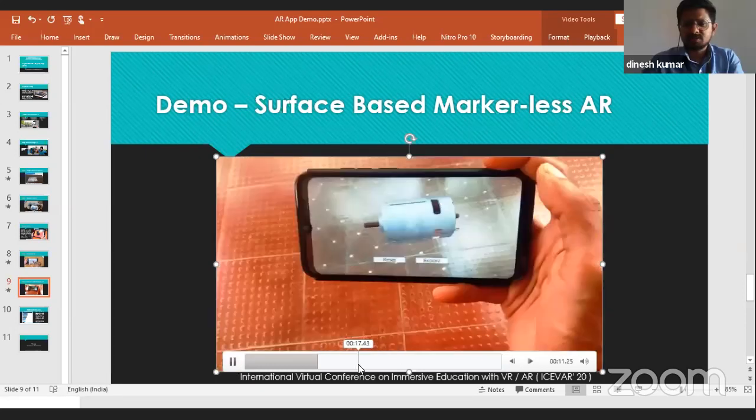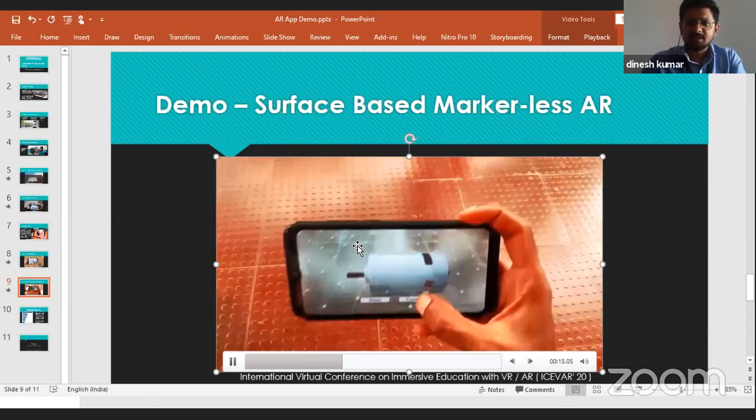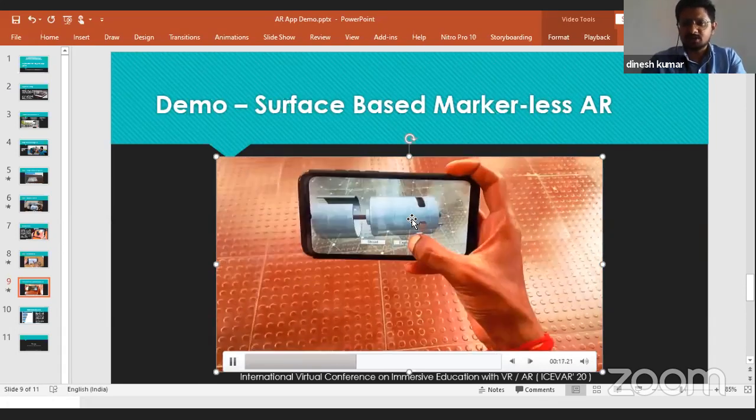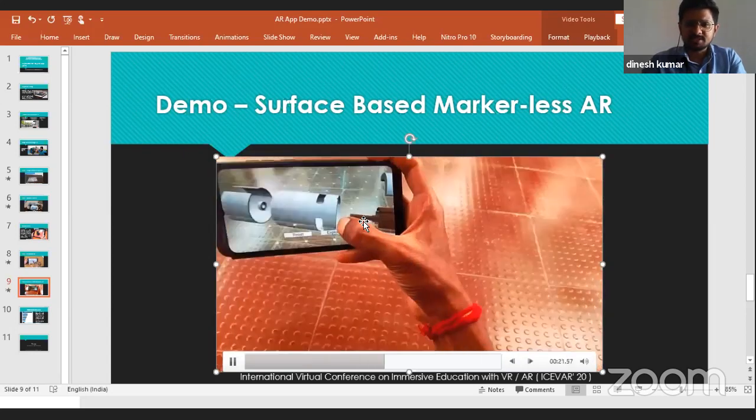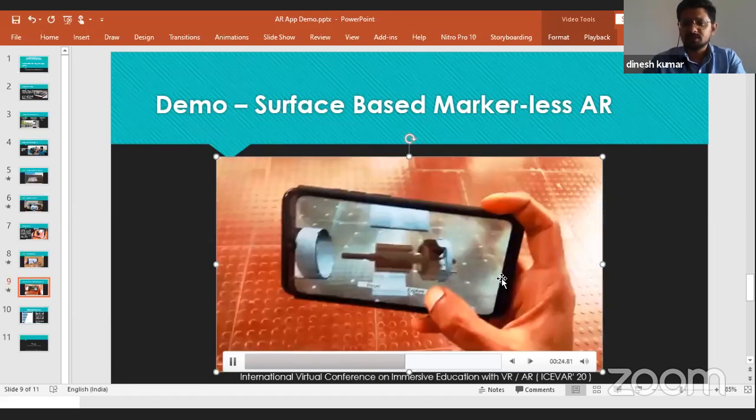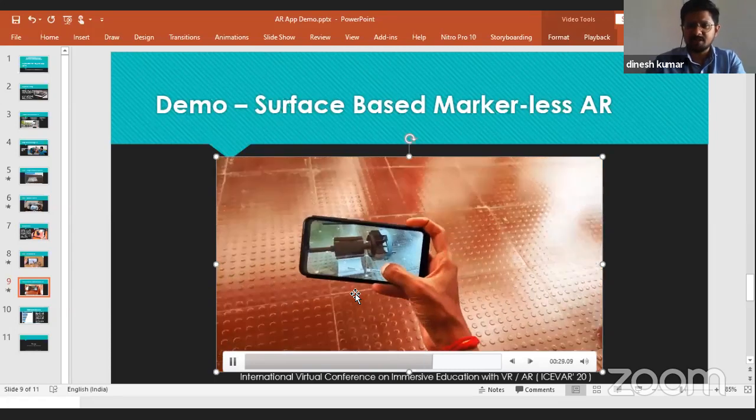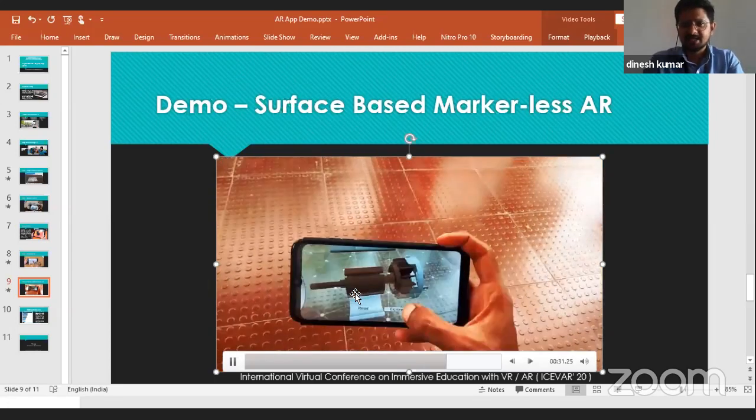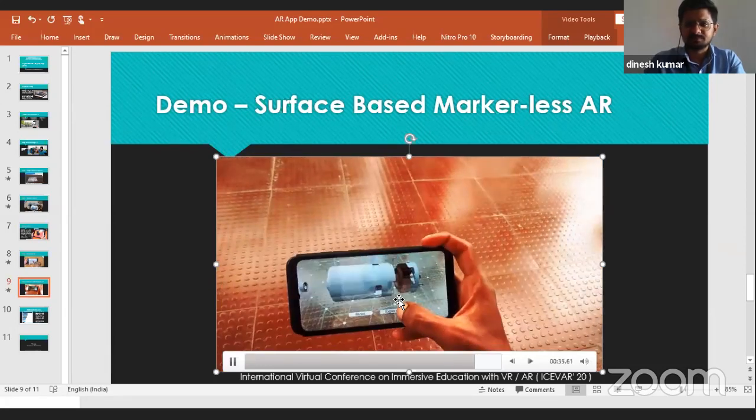And I would say, yeah, look at that. If not this point, then the machine would fit to some other tracking point. Yeah, and the explode view, this is the explode view that I have been telling you about. With this explode view, you could see the animated version of what happens and how the machine functions inside. So this is a surface-based markerless augmented reality demo.